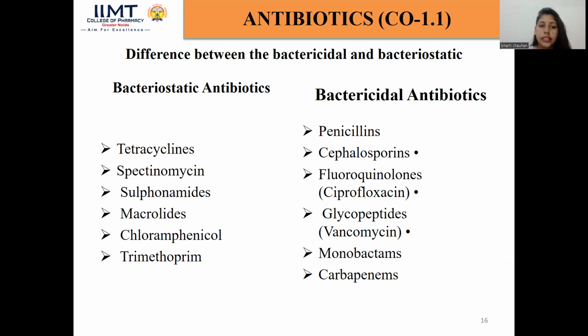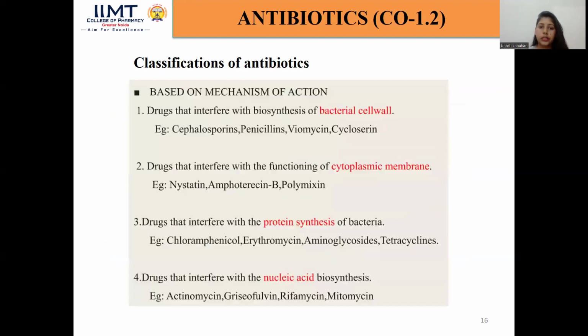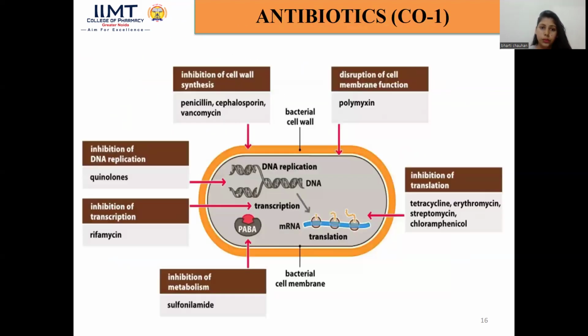So now these are the examples. Bacteriostatic antibiotics are tetracycline, actinomycin, sulfonamide, macrolide, chloramphenicol, and trimethoprim. And bactericidal antibiotics are penicillin, cephalosporin, fluoroquinolone, glycopeptide, and monobactam. Now, classification I have already discussed with you.